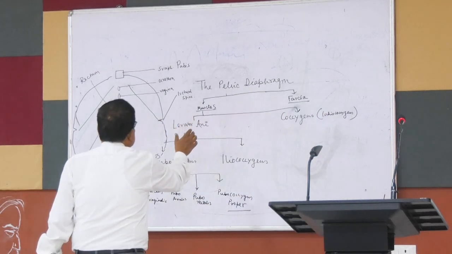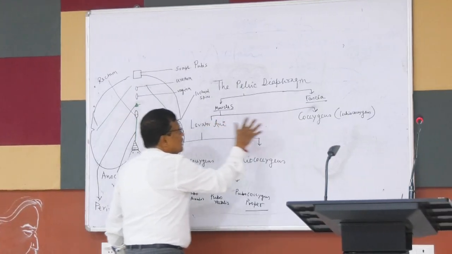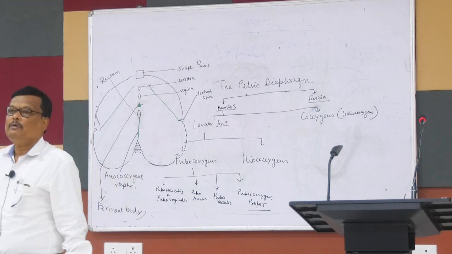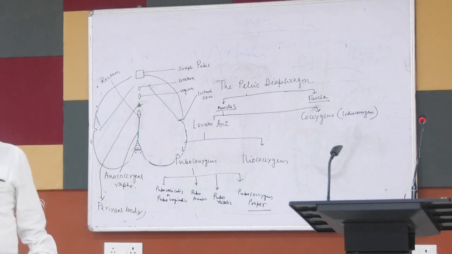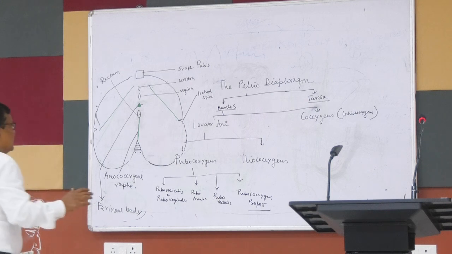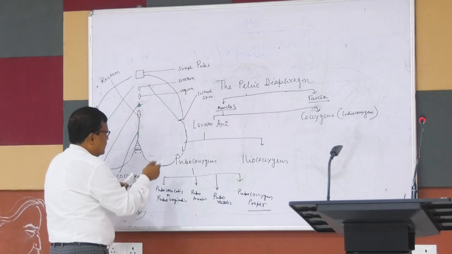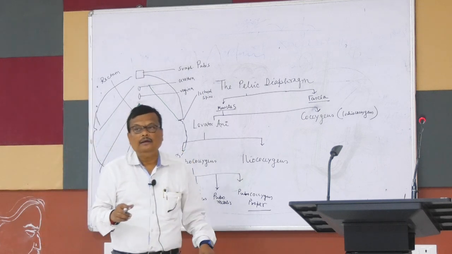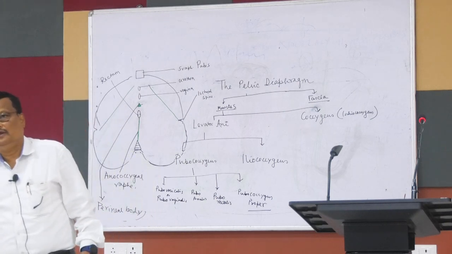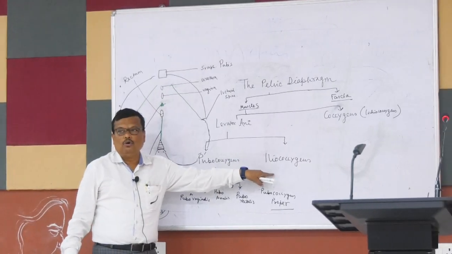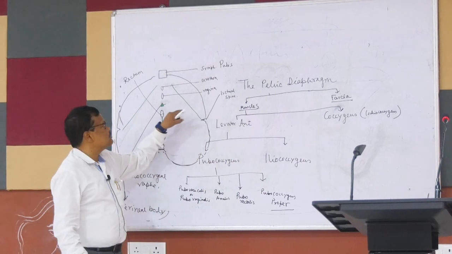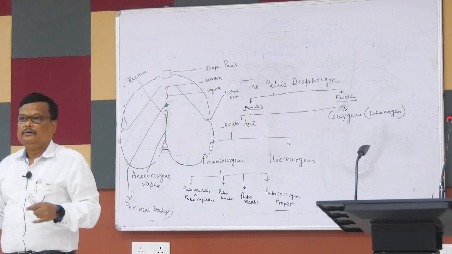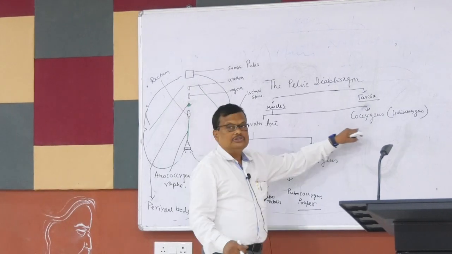So the pelvic diaphragm consists of two muscles, levator ani and coccygeus. Levator ani and coccygeus, and another name of coccygeus is ischiococcygeus. Levator ani again consists of two parts, pubococcygeus anteriorly and iliococcygeus posteriorly. Pubococcygeus is placed anteriorly and iliococcygeus is placed posteriorly. Behind that, there is the coccygeus.